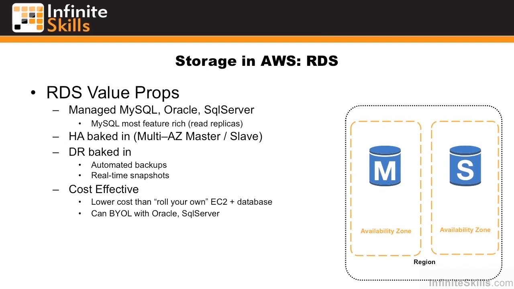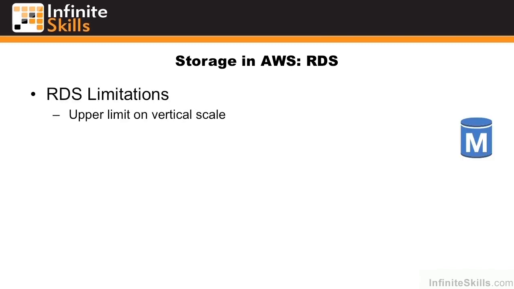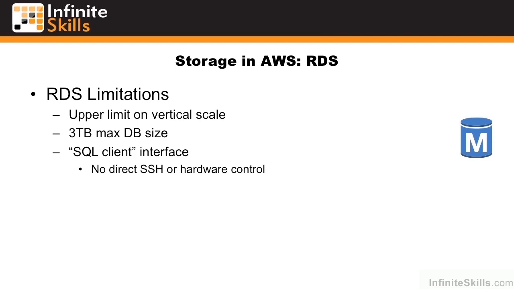You can also bring your own license, or BYOL, with Oracle and SQL Server. It's very scalable and provides scaling with instance types, like EC2, and provisioned IOPS, like EBS. It does have an upper limit on vertical scale. You only get a single instance of RDS, and you can't horizontally scale it. It has a 3 terabyte max database size, and a SQL client-only interface. You get no direct SSH access to the box, or ability to control hardware. If you do need direct control, you want to consider using EC2 and installing your own RDBMS on top of it.